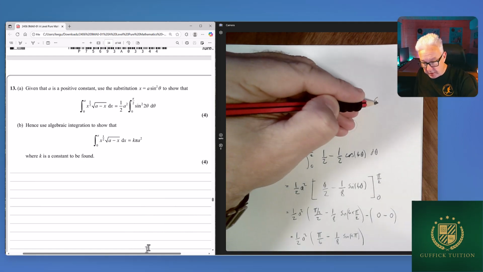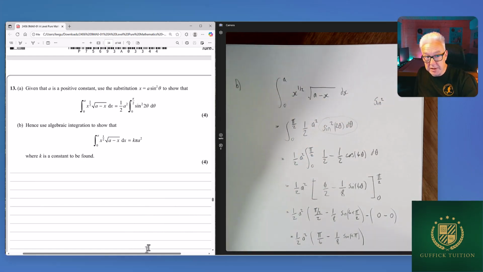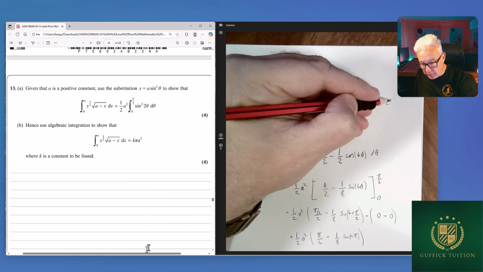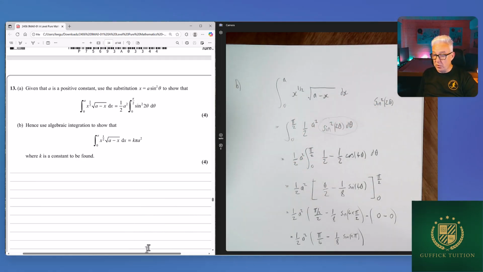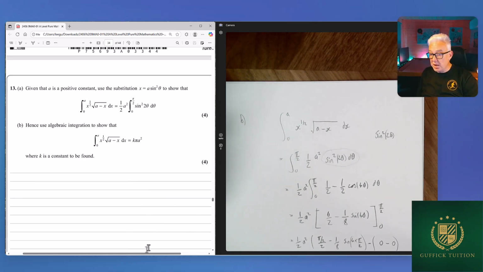Okay, you cannot integrate sine squared 2 theta by using the chain rule backwards. That's what I mean to say. So we cannot use the reverse chain rule. The reason is you can only use the chain rule backwards on something that could have come from the chain rule in the first place, and sine squared 2 theta could not have come from the chain rule. So we need to find an alternative approach.